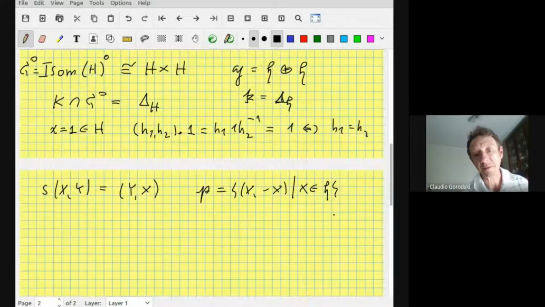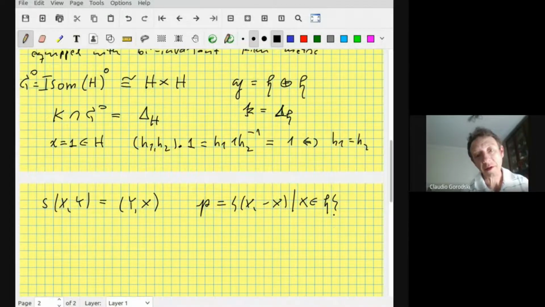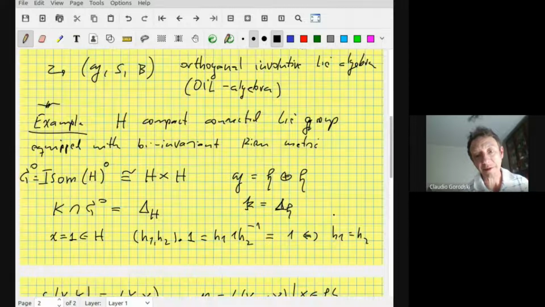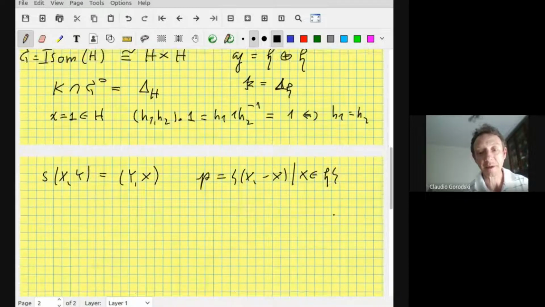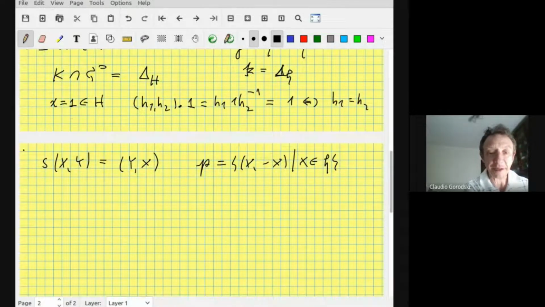Well, yeah. The metric is a multiple. Well, it's a bivariant metric. I mean, it could be a multiple of the Cartan-Killing form, or depending on how many simple factors H has. So, but this is not very important then. Okay.